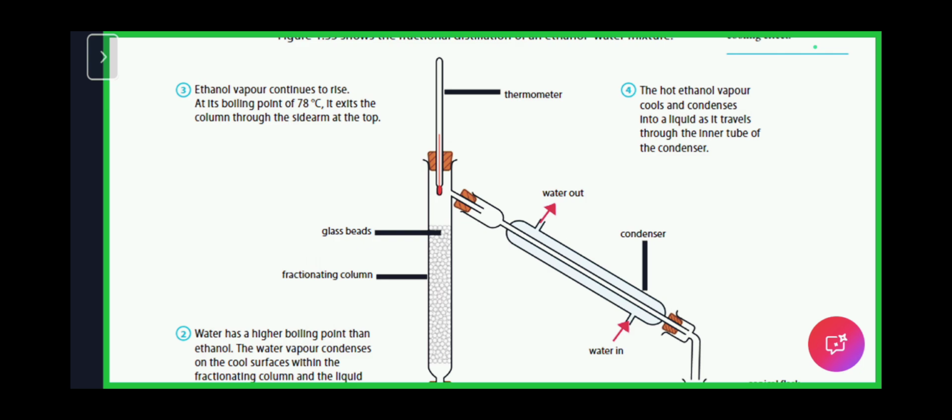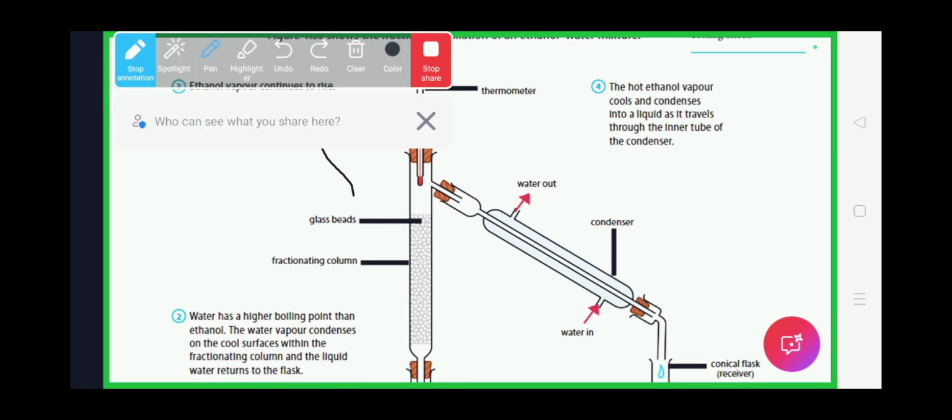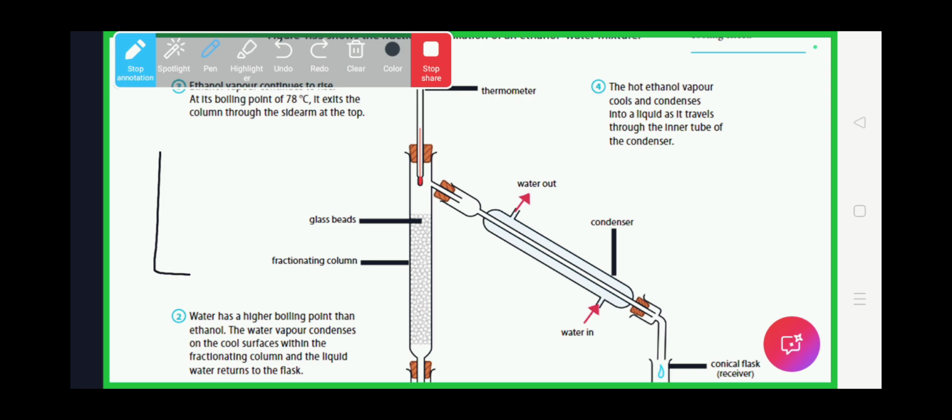Like they will give you a graph of ethanol versus water, temperature versus time. This is time and this is temperature. So initially when we are going to heat it, the graph will go in a straight line, temperature is rising, and at 78 it will stop, then again rise, and then at 100 it again stops.